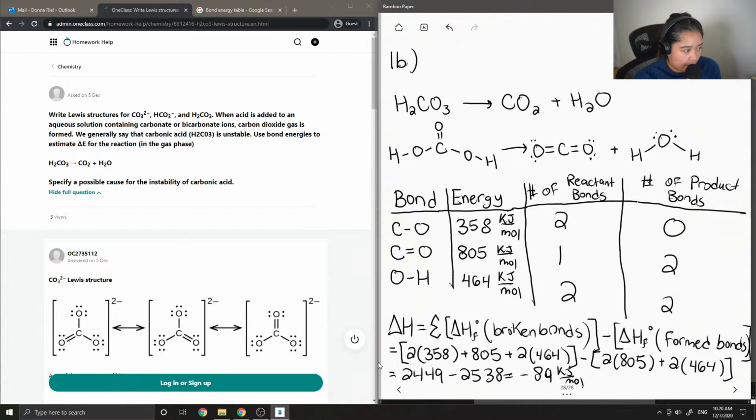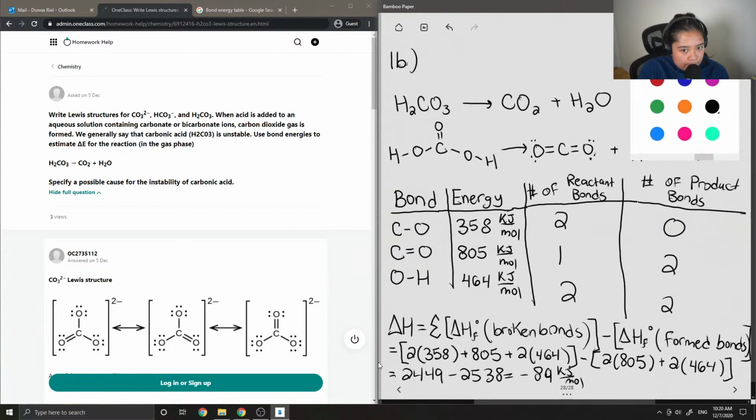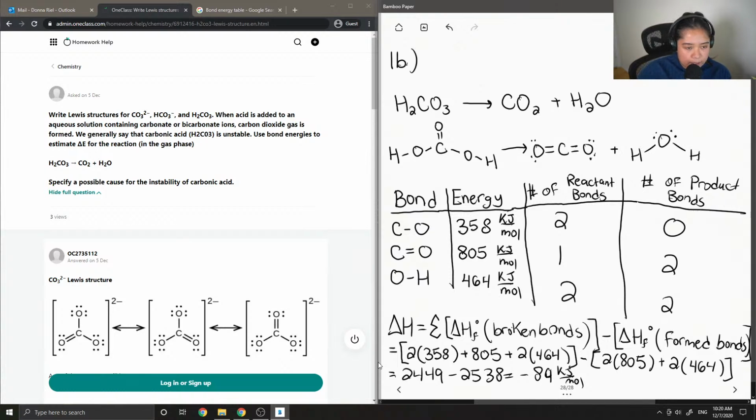So the last part of the question just asks, specify a plausible cause for the instability of carbonic acid. The instability of a reactant depends on how stable the products it forms are. So if we look at both carbon dioxide and water, these are both stable.